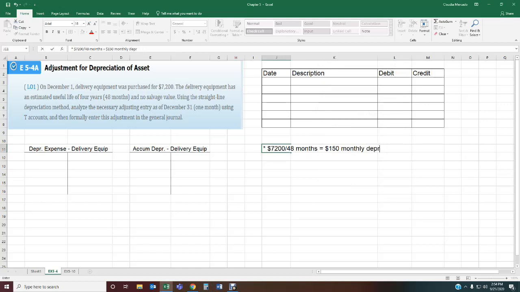And I misspelled depreciation expense. Here we go. So every month that we use the asset, we're going to have to do an adjusting entry at the end of the month to depreciate it $150.